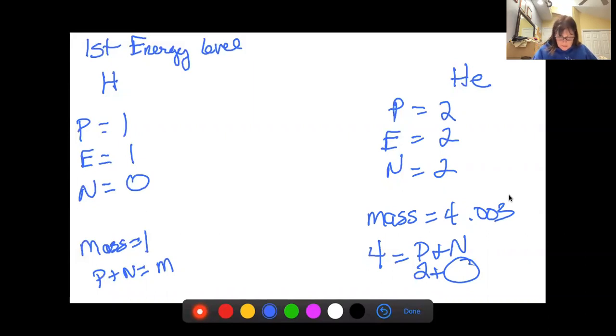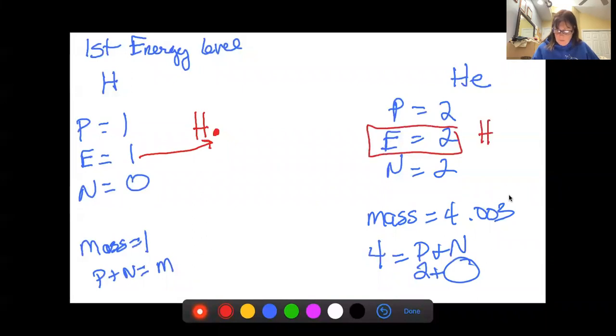Now we also have this thing called Lewis dot structures. Lewis dot structures tell us the number of electrons on the outermost energy level. Now we only have 1 energy level right now. So with a Lewis dot structure, we're going to write the element symbol and a dot to represent that electron. Now this one has 2 electrons. So I'm going to put those together because they're in the same orbital.